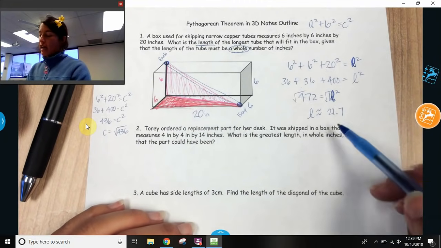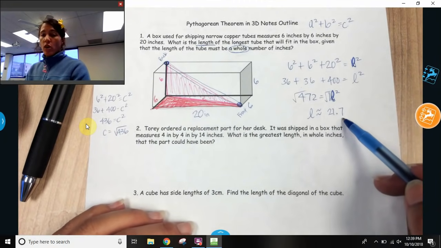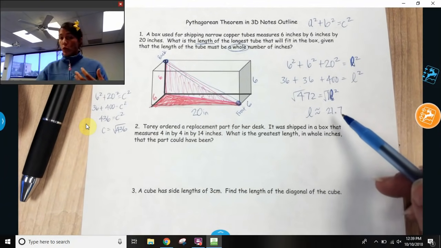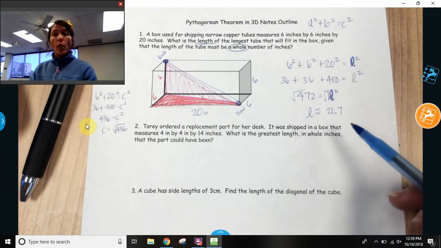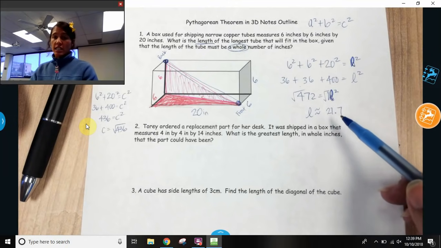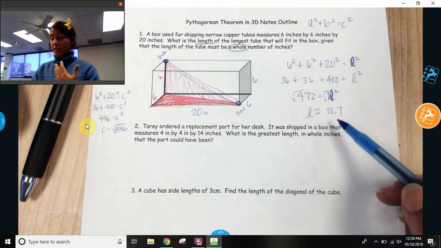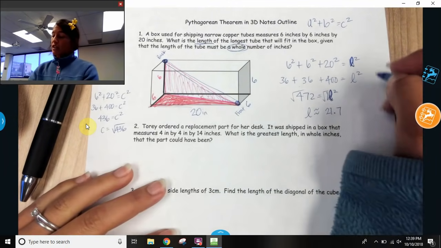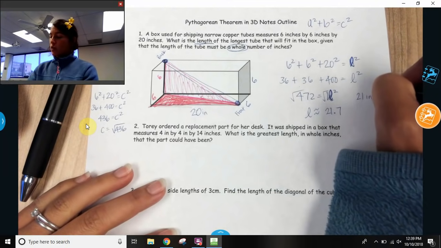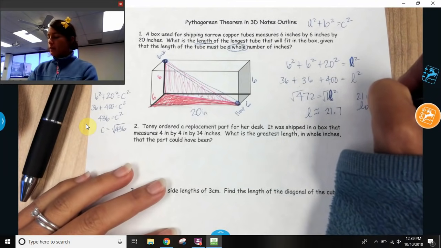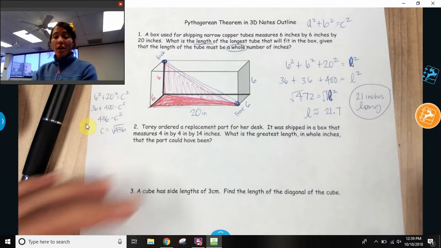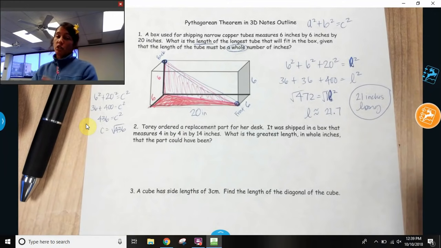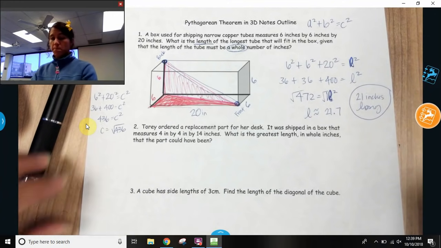So in order to find that, if I round it up to 22 inches, would a tube 22 inches fit into this box? And the answer is no, because it can only fit 21.7. So the correct answer is 21 inches long. We cannot round up, because if we round up, that tube won't fit in this box.